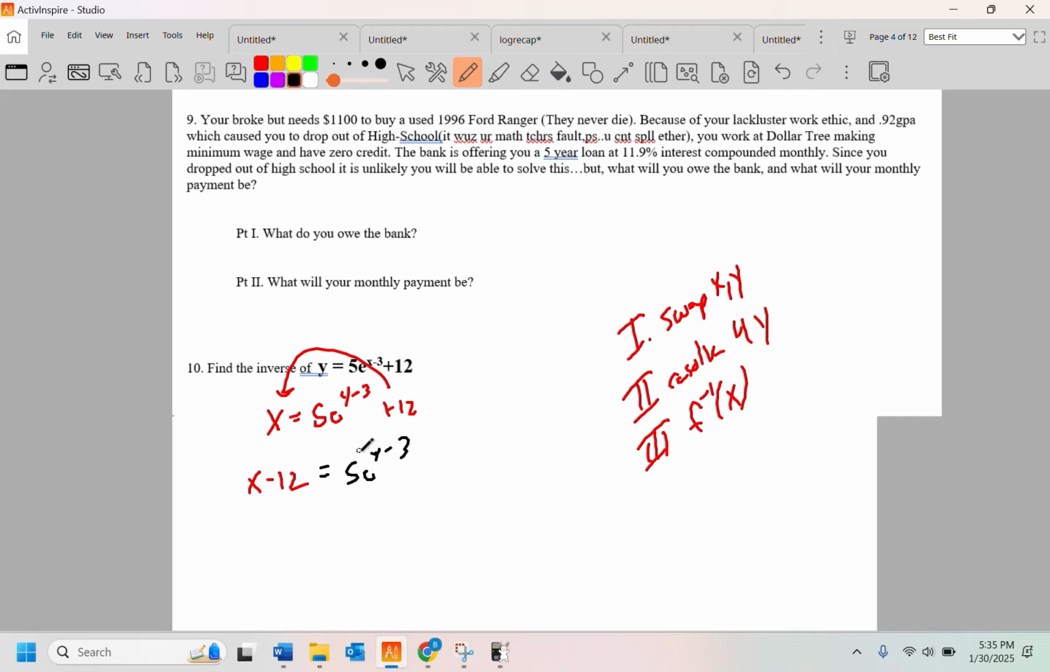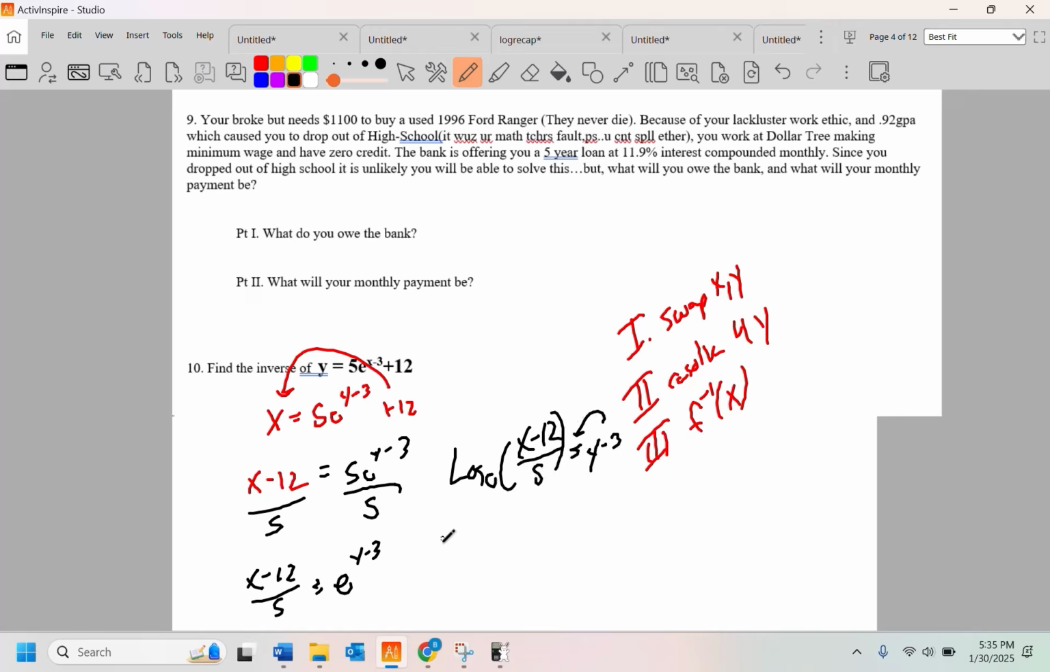By the way, this is harder than the one on your test. Continue your isolation game. Divide by 5. X minus 12 over 5 is e to the y minus 3. And then we're going to convert to a logarithm. She shall be a log base e, whose argument is x minus 12 over 5, and it is equal to y minus 3. Add the 3. Remember that log base e is ln.